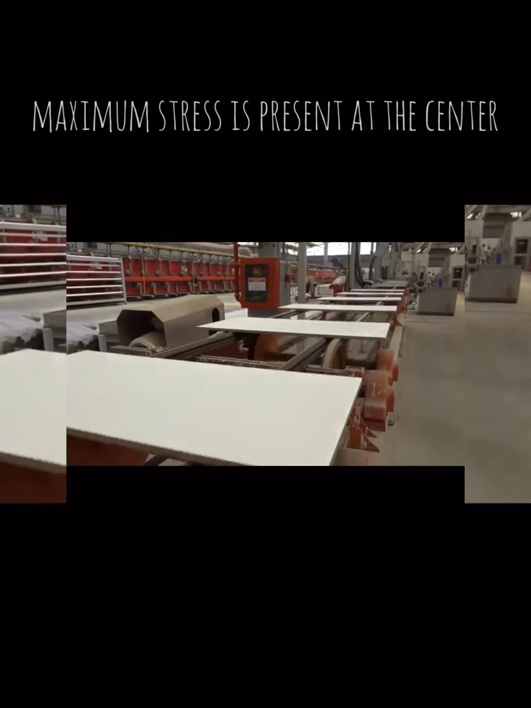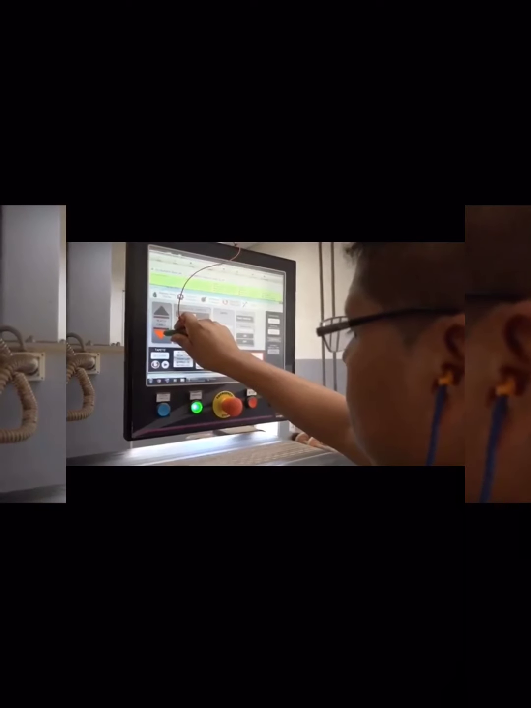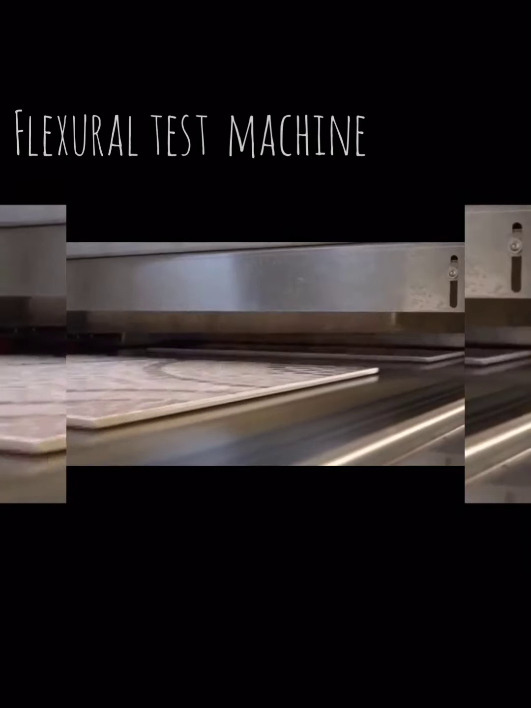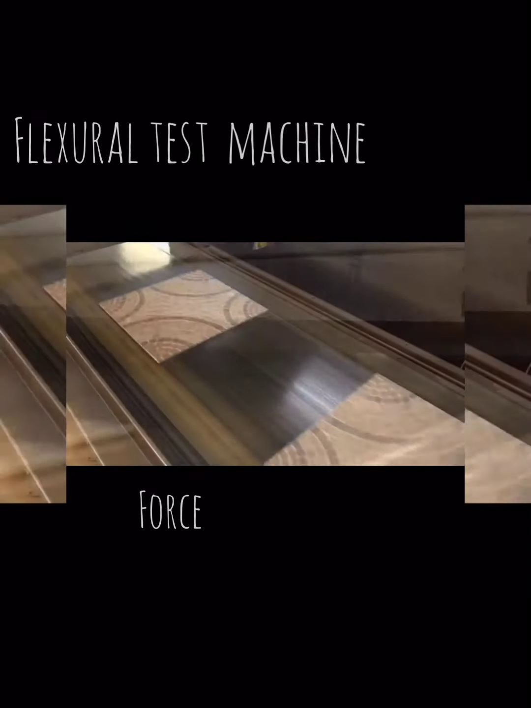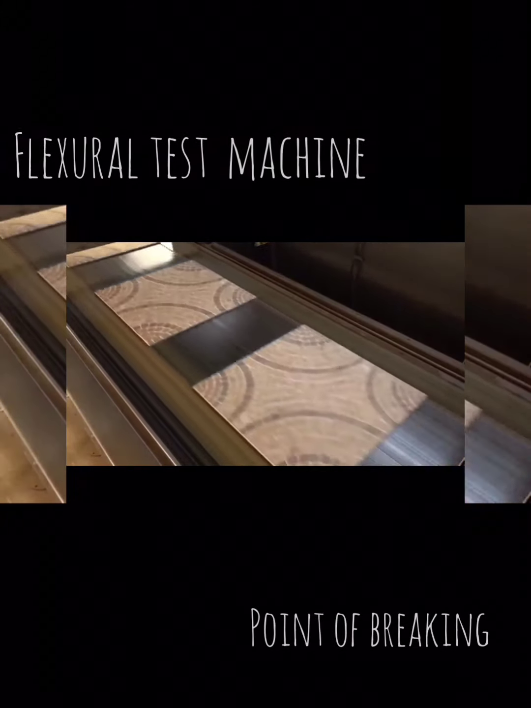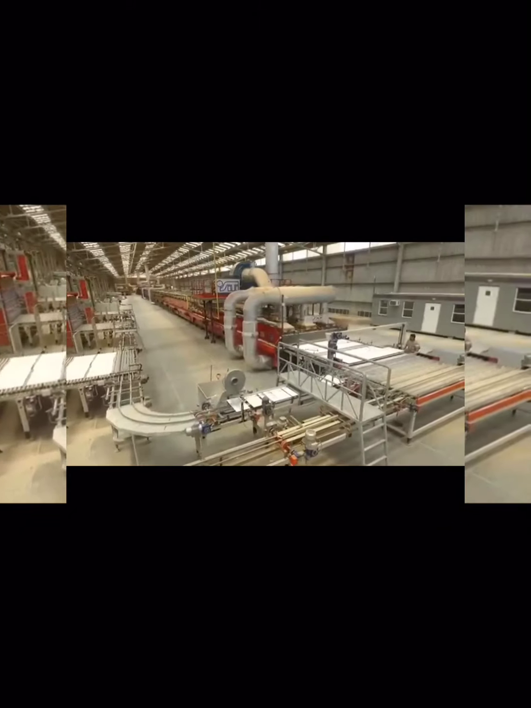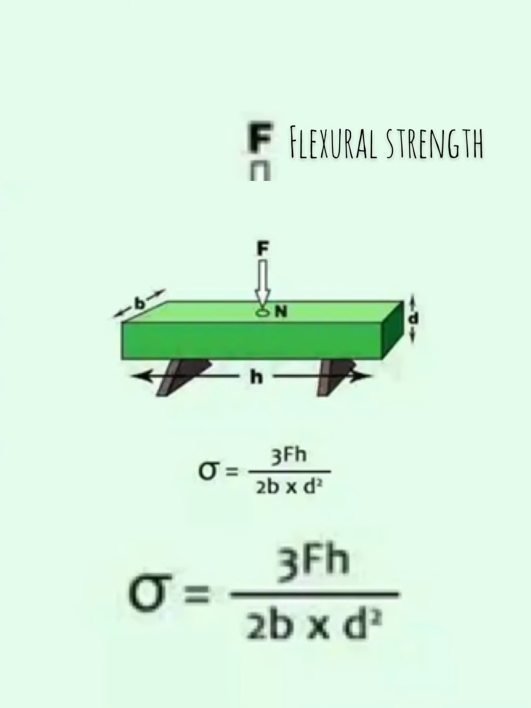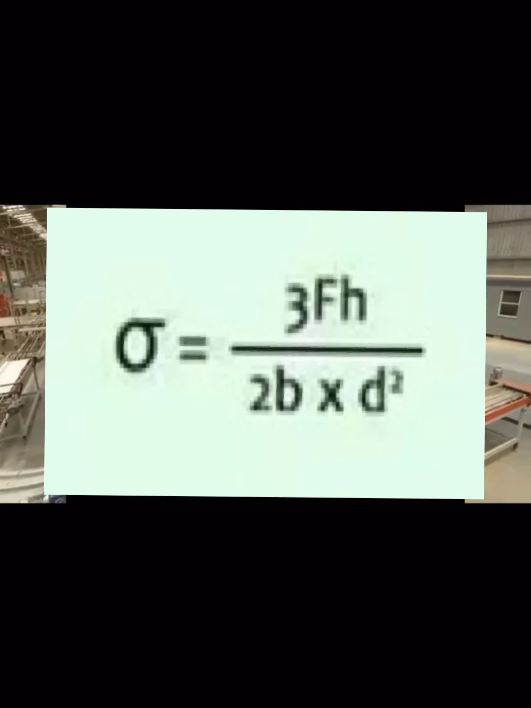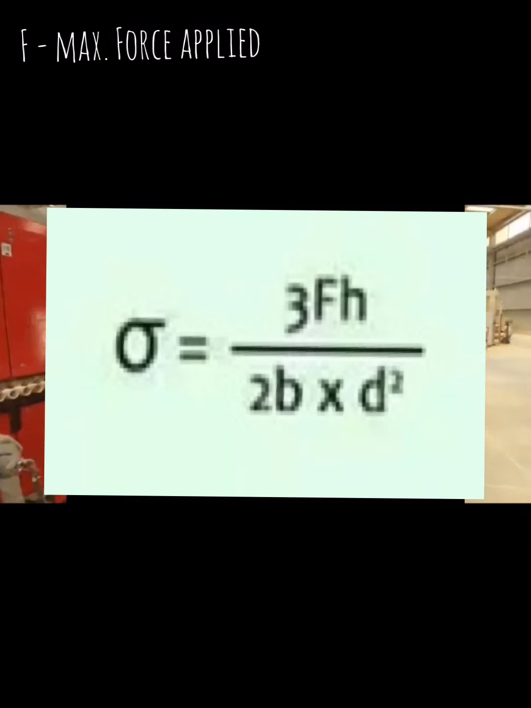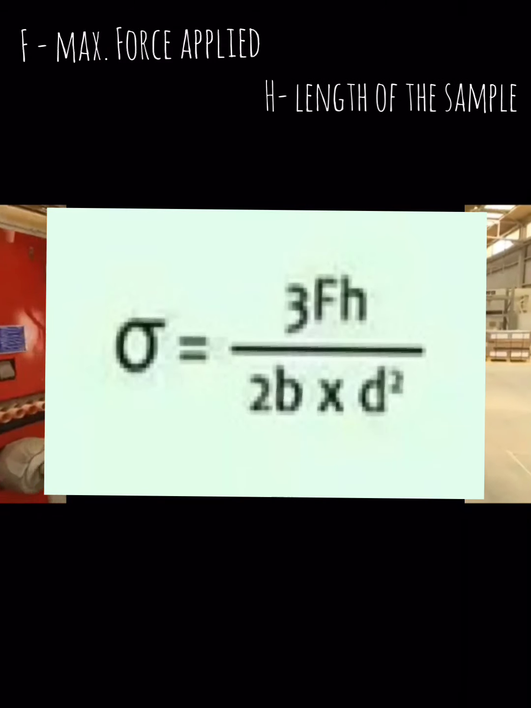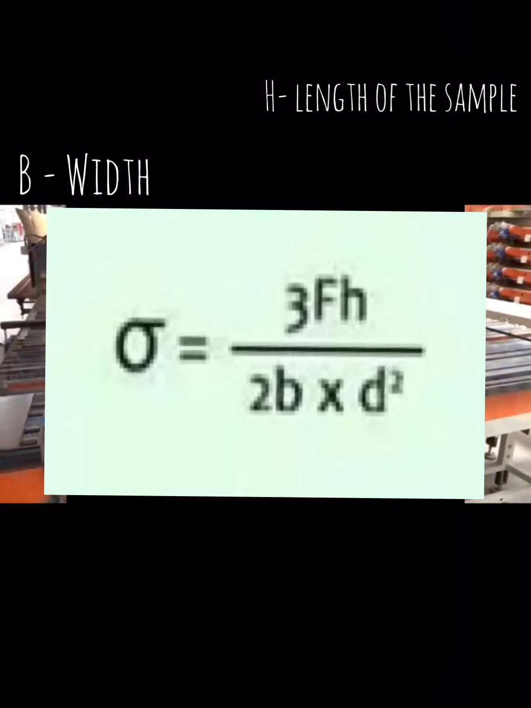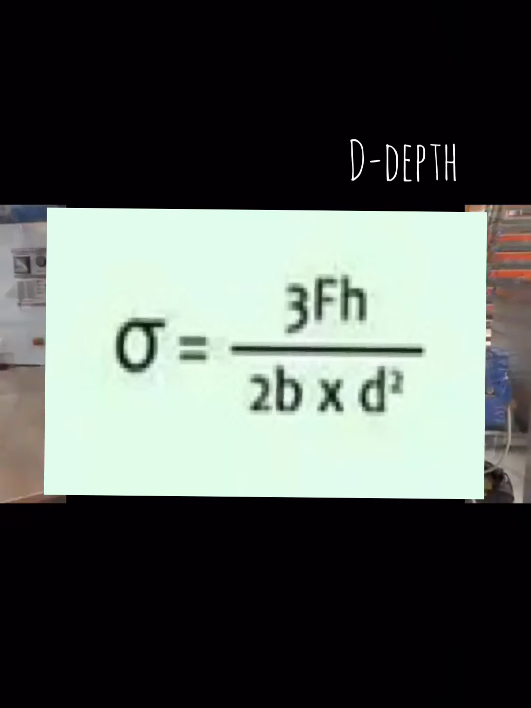The maximum stress is present only at the center of the beam. A flexural test machine can apply increasing amounts of force and precisely record the amount of force at the point of breaking. For a 3-point test, the flexural strength, given the symbol sigma, can be calculated using sigma equals 3Fh divided by 2bd squared, where F means the maximum force applied, h is the length of the sample, b is the width, and d is the depth of the sample.